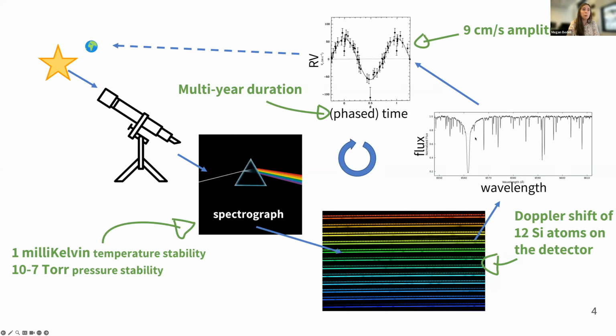So this is a really difficult measurement to make. We need to process our data well enough that we can get out a 9 centimeter per second amplitude signal to find an Earth-like planet. And we need to get that kind of precision not just once, but repeatedly over multiple years in order to get the long period Earth-like planets. And so there's a lot of things that we need to do in order to make this whole machinery work right and find the Earth-like planets.